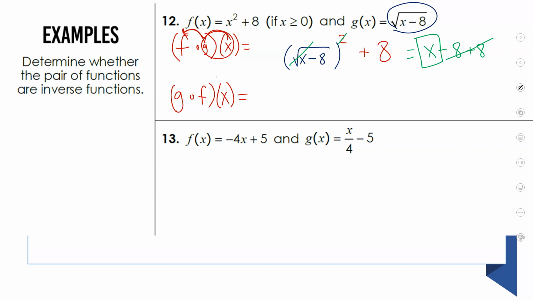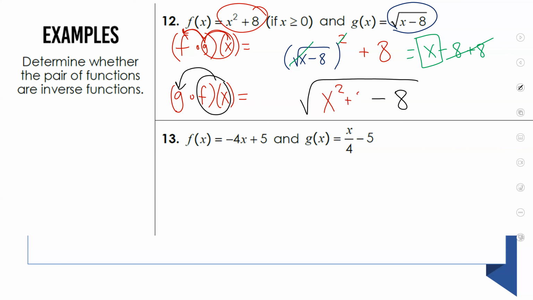I'm going to put f inside of g this time. So I'm going to write g nice and big, x minus 8. I'm going to erase this x, and I'm going to put f inside. So this is f. I'm going to put that inside of here, x squared plus 8. Okay, so let's see what happens. Notice, guys, 8 minus 8, that's 0. That's gone. Oh, and the square root cancels out with the squared. So what am I just left with?